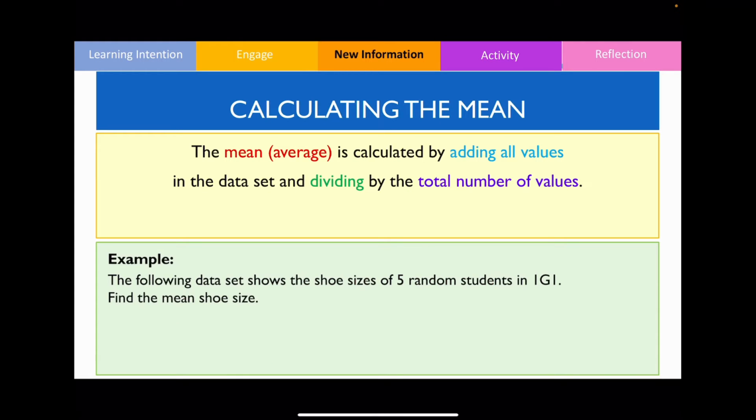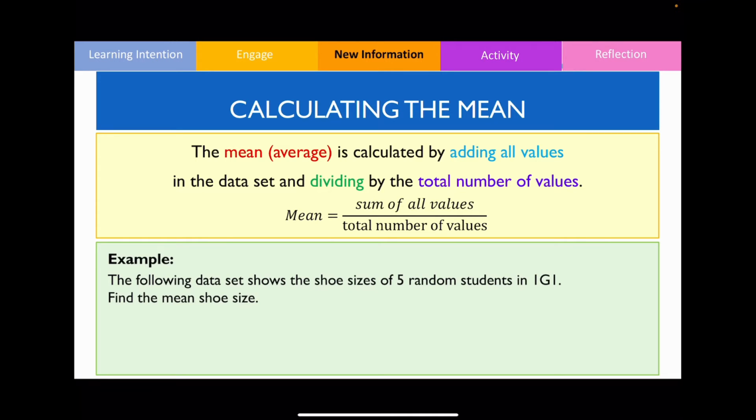Now, the mean or the average can be calculated by adding all the values within the dataset and then dividing by the total number of values. This can be summarized by the following formula up here, where the word sum, remember, means to add up all the values. So if we look at the example down below, I'm going to show you how we could actually apply this formula to obtain the mean.